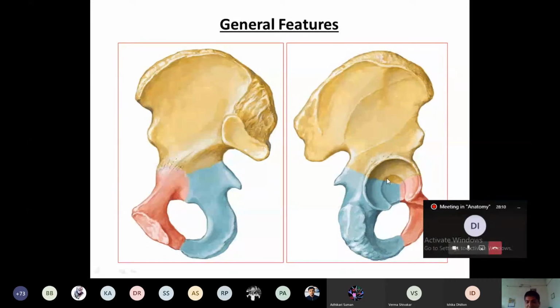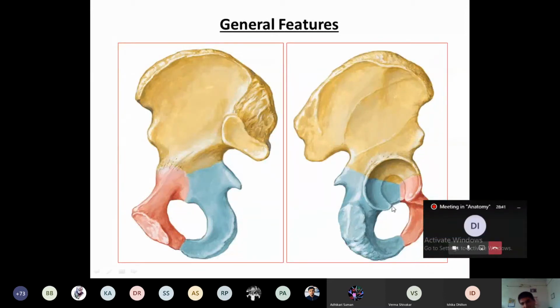Okay, and centrally there is a fossa. This is called the acetabular fossa. This is a non-articular part. In this part there is a pad of fat. Some deposition occurs there. And inferiorly, between the two ends of the acetabulum, the anterior end and the posterior end, there lies a notch. This notch is known as the acetabular notch.